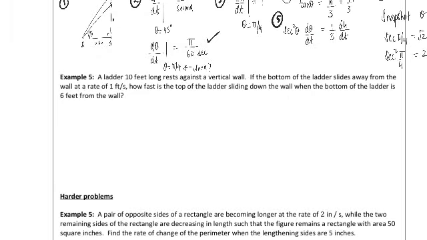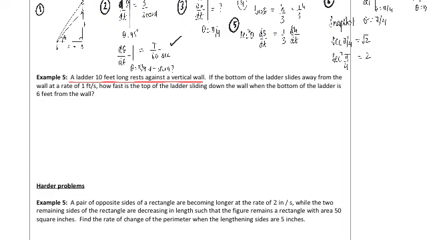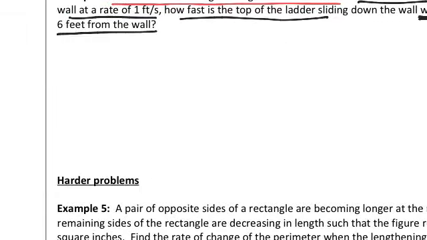Our next problem is a very classic calculus type problem. A ladder 10 feet long rests against a vertical wall. If the bottom of the ladder is sliding away from the wall at a rate of 1 foot per second, how fast is the top of the ladder sliding down the wall when, there's the snapshot, the bottom of the ladder is 6 feet from the wall? So read it a couple times, really understand the question before you start drawing your picture.